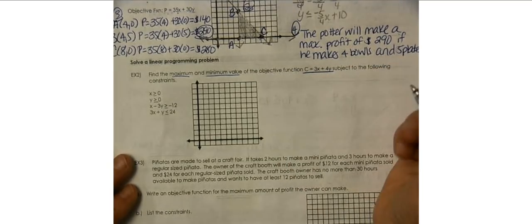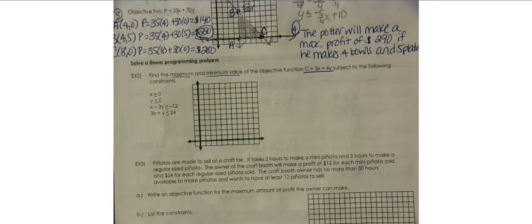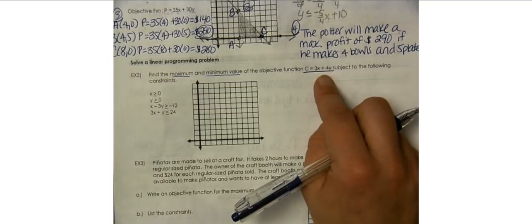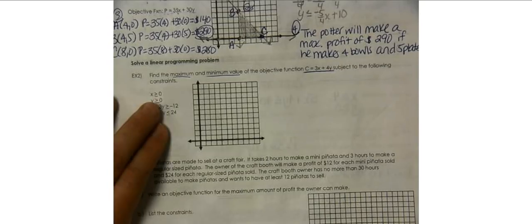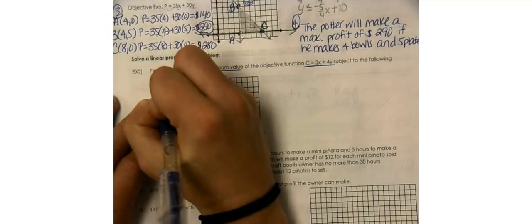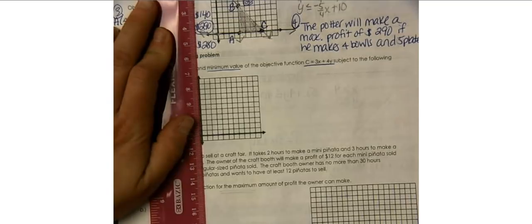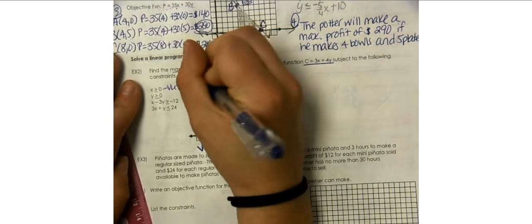Now I want you to know that when it comes to the objective function, you don't graph it. You just use it to identify maximum and minimum values. You do not graph the objective function. So looking at x is greater than or equal to 0, that is a vertical line situation. So I'm going to graph that. I'm going to go to where x is equal to 0, and I'm going to draw a vertical line, and I'm just going to lightly shade. So everything is shaded to the right.